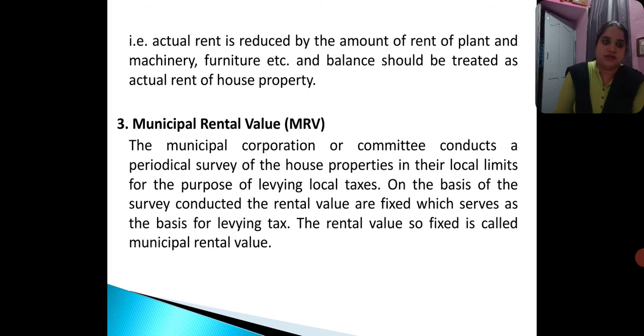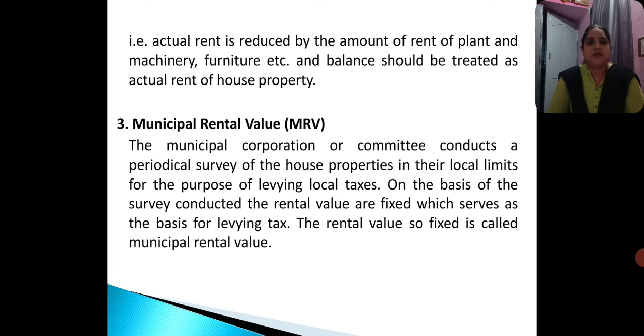Coming to the third factor, the third factor is municipal rental value. The municipal corporation or the committee will usually conduct a periodical survey of the house properties in their local limits for the purpose of levying local taxes. On the basis of the survey conducted by the municipal corporations or the committee, you are supposed to fix the rental value which serves as a basis for levying the taxes. The rental value so fixed is called the municipal rental value.